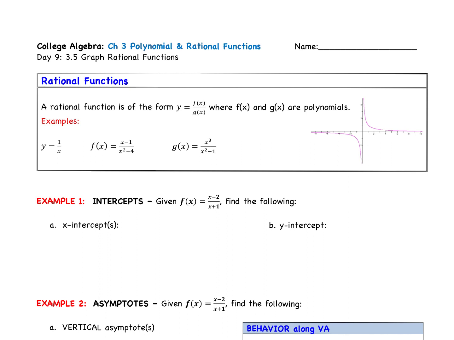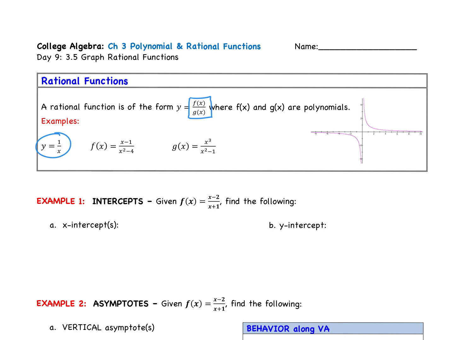Okay, the last 2 days of notes that we have in this unit are going to cover graphing what are called rational functions. Here's the idea with a rational function. A rational function is going to be a fraction where the numerator and/or the denominator are polynomials. So the numerator and/or the denominator have variables in them rather. So you're going to see there's 3 examples here.